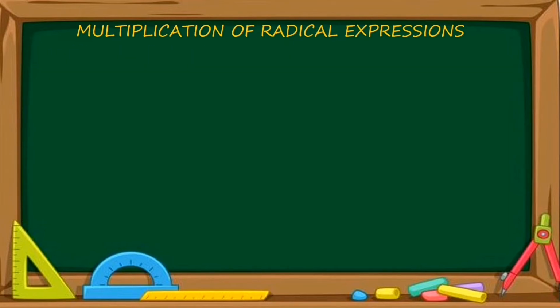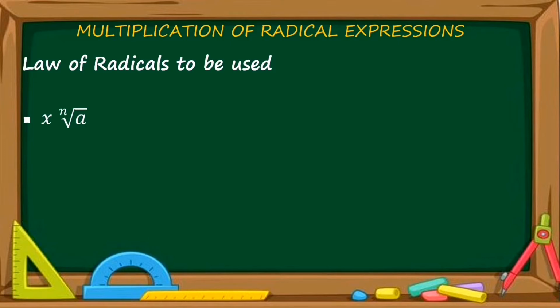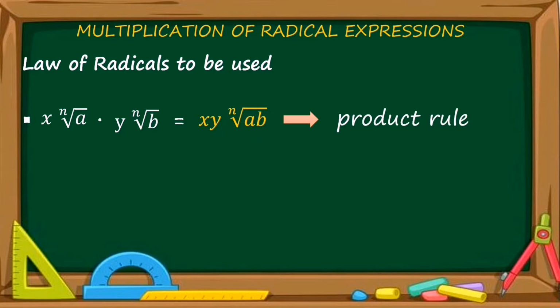To continue, in multiplying radical expressions, we are guided by this rule: x, the nth root of a, times y, the nth root of b, is equal to the product of x and y, or your coefficients, and then the nth root of the product of a times b, which is known as the product rule. Observing the rule, we can only multiply radical expressions which have the same indices.